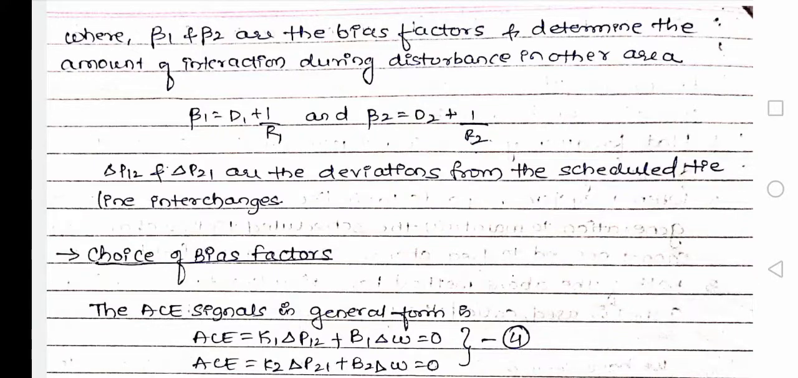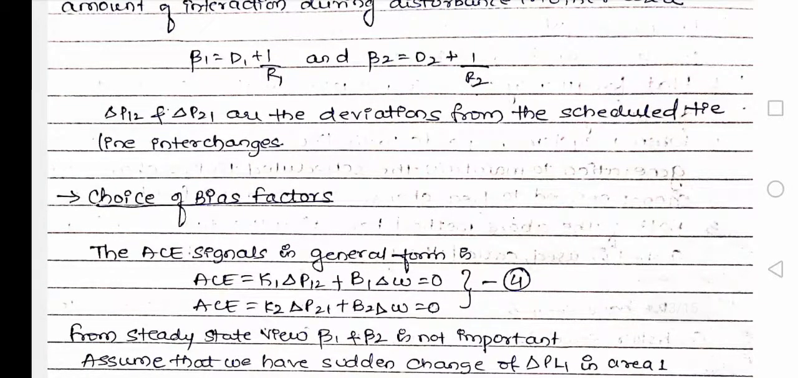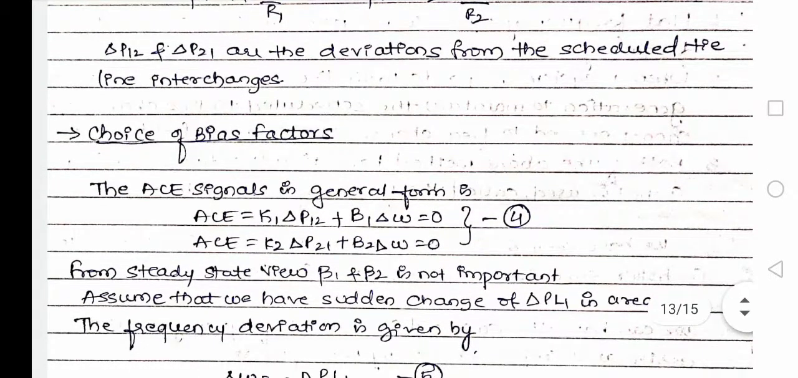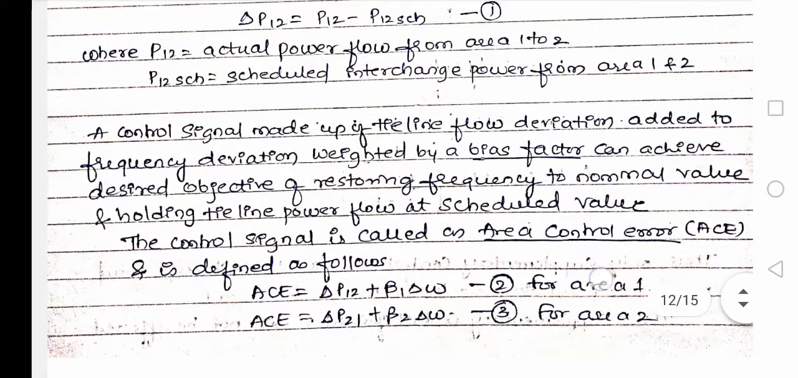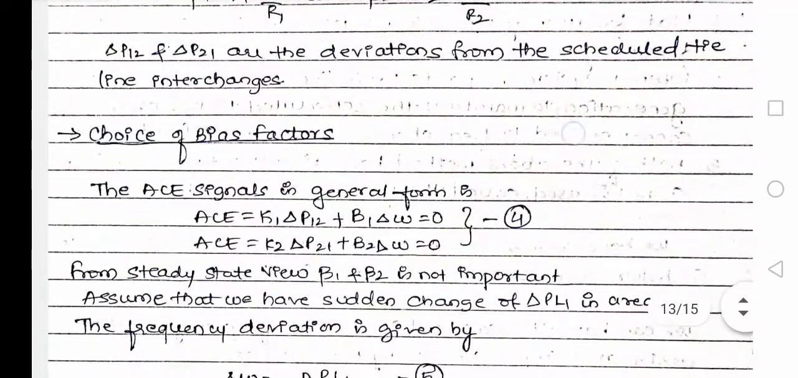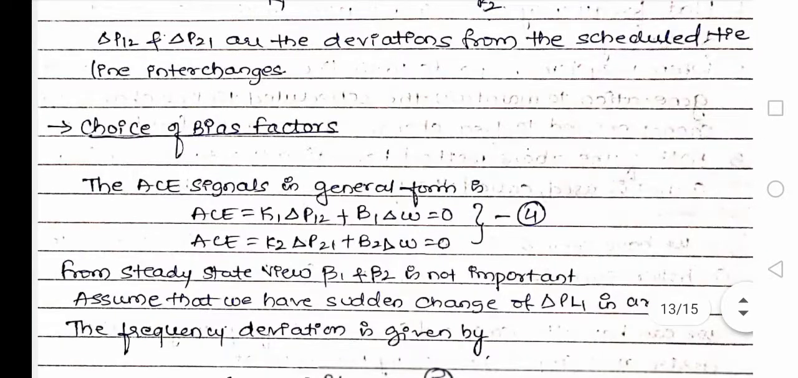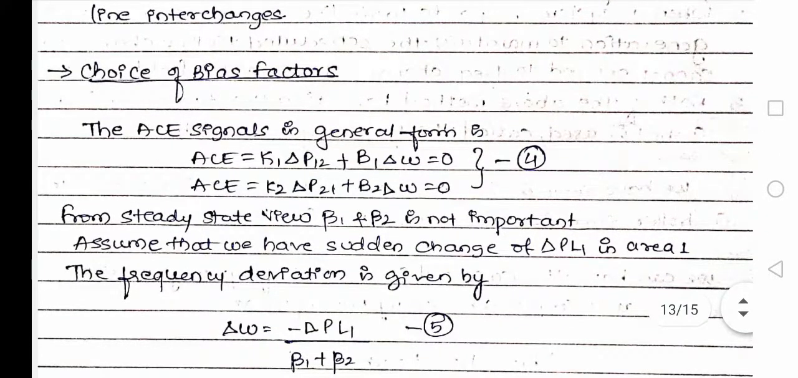So here delta P12 and delta P21 are the deviations from the scheduled tie line interchanges. Delta means the deviations from area number 1 to 2. In the next step, what we need to do is make a choice of a bias factor. Already here you have defined the bias factor for a weighted frequency deviation. So you need to derive that choice of the bias factor with the help of area control error signals.